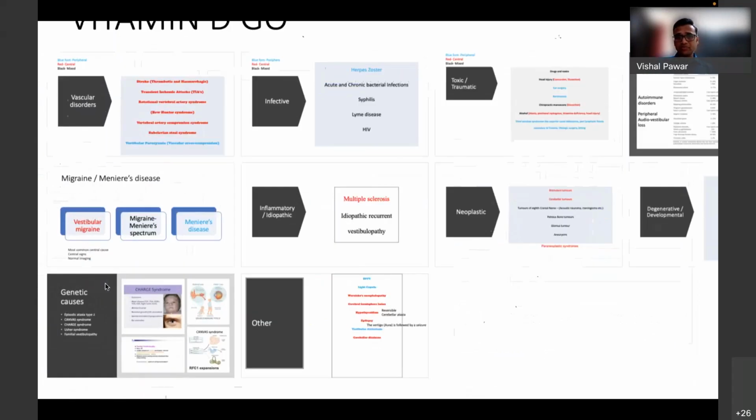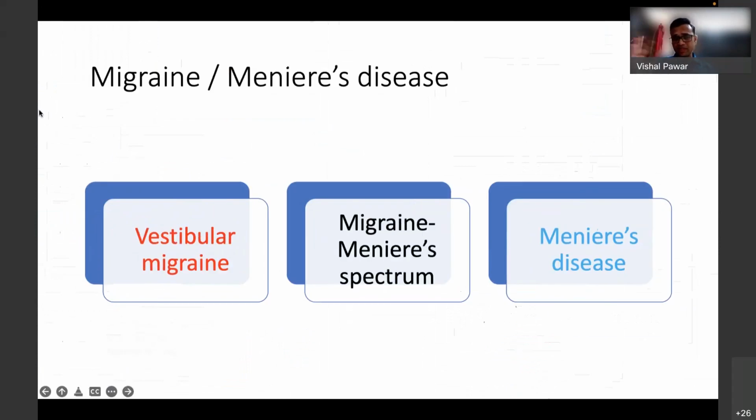Then comes the M, which stands for metabolic, but I changed it into migraine-Meniere's spectrum, because it's very important to differentiate vestibular migraine from Meniere's disease. It is a spectrum where pure Meniere's disease is at one end, and pure vestibular migraine is at the other end. There are many patients who satisfy the criteria for both.